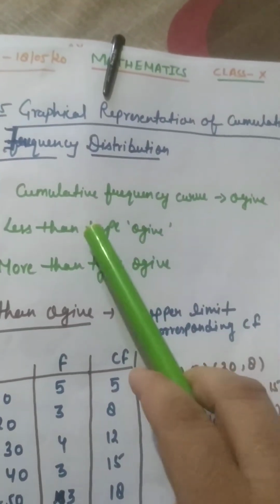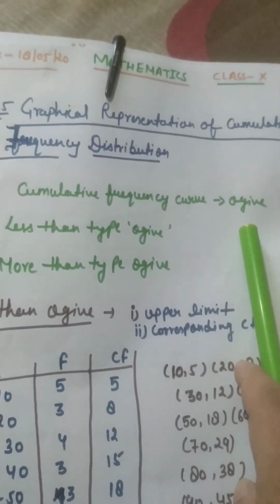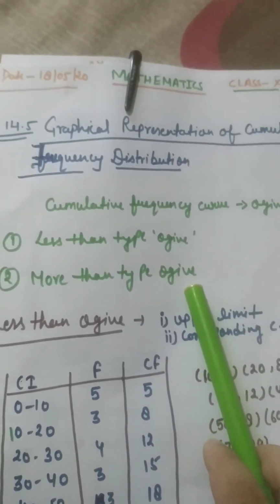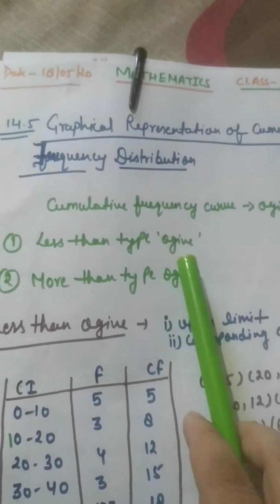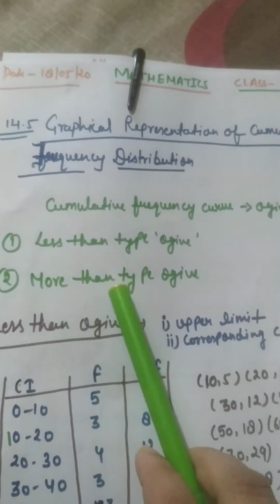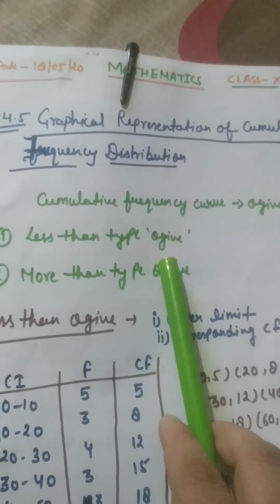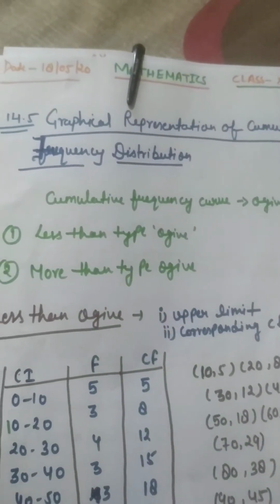What are we calling the cumulative frequency curve? OGIV. There are two types of OGIV. You will study it in that exercise. The first one is less than type OGIV and the second one is more than type OGIV.